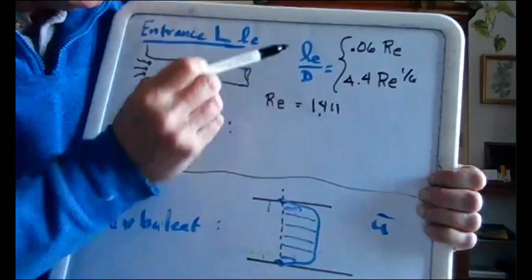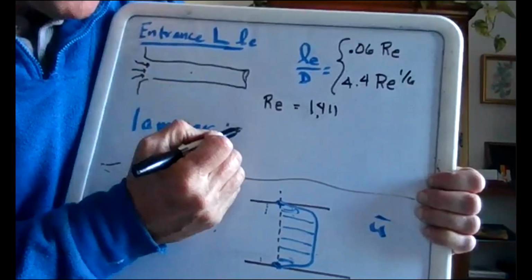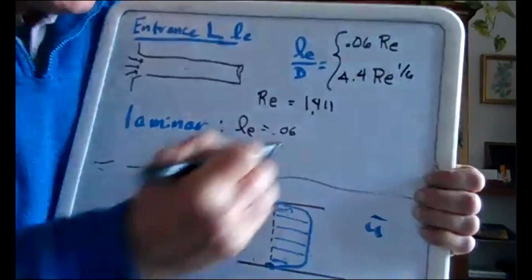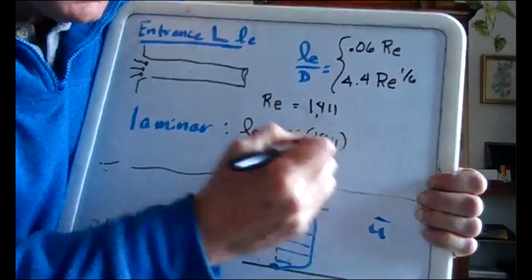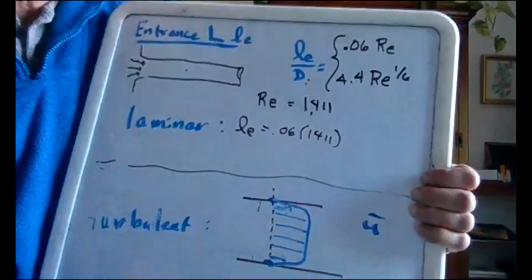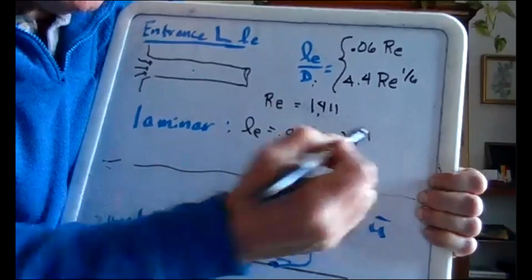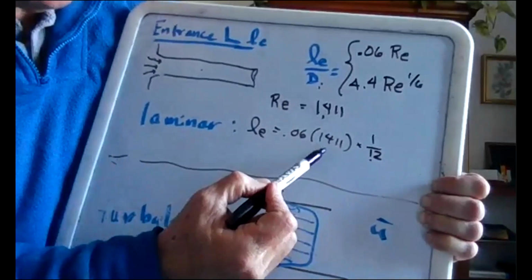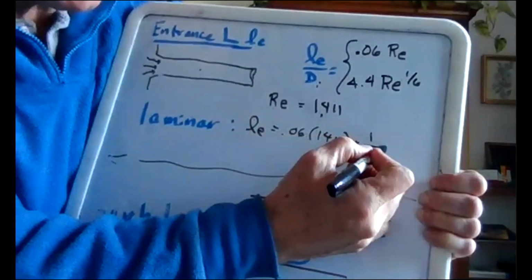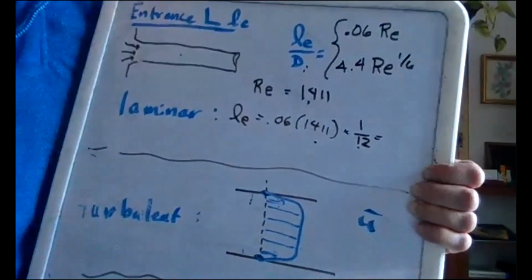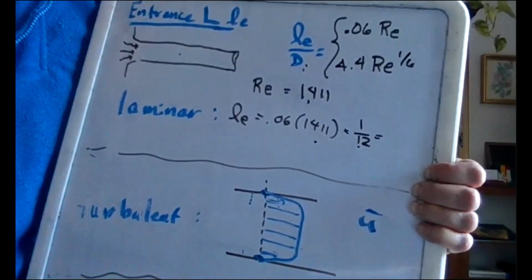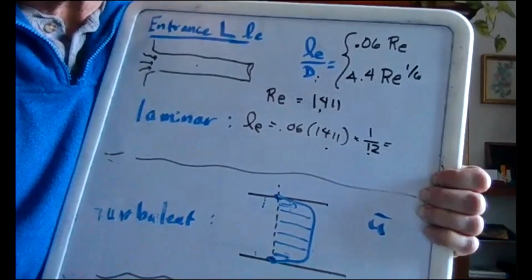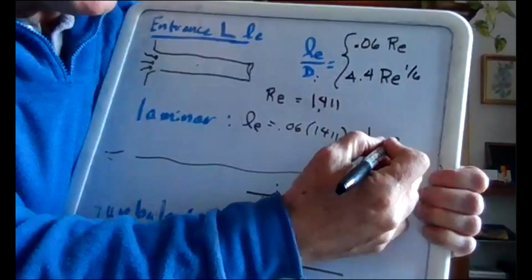Basically, we could plug and chug, or maybe do it all in one step. The entrance length is going to be equal to 0.06 times my Reynolds number, 1,411, and then I need to multiply it by my pipe diameter. This is the inner diameter of the pipe. Well, it was 1 inch, but I would like it in feet, so I would divide that by 12. Let's see if the units work out. This is feet, Reynolds number unitless, 0.06 unitless, so that's going to turn out to be feet. Then we'll plug and chug, and I'll see if I match up with what you got. I got an entrance length of about 7 feet, 7.06 feet.